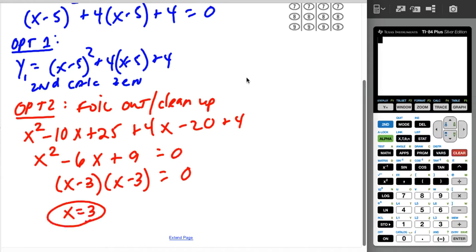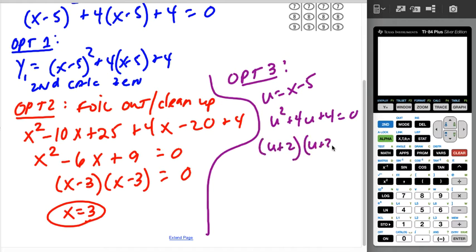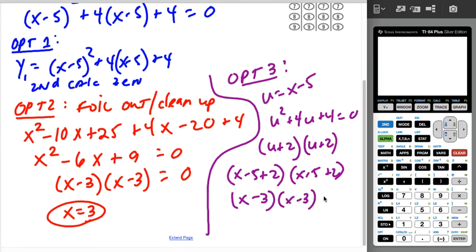And that's great. Here's another kind of clever option, and you may or may not see this. Option 3 is to essentially factor where you say, hey, let's call u equal to x minus 5. This is u squared plus 4u plus 4, which factors into u plus 2 times u plus 2, which means this factors into x minus 5 plus 2, x minus 5 plus 2. Oh, hey, look, this is an x minus 3 and an x minus 3. It's the same situation. I still get x is 3.